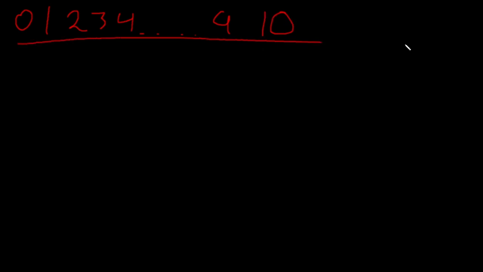So, counting in base 10, let's start off with that. That's what we're all used to, with the 0, 1, 2, 3, 4, and so on until you reach 9. And then what do you do? You put a 1 and a 0. So you have 1 ten and 0 ones. That's base 10. That's what we're all used to counting in.